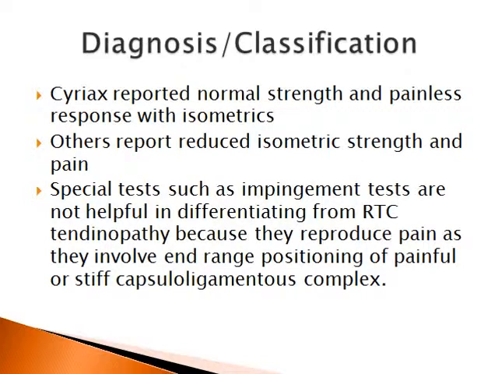Some studies have reported normal strength and a painless response with isometric strength testing, but other studies report reduced isometric strength and pain, so there are inconsistencies there. Special tests like impingement tests aren't very helpful in differentiating between rotator cuff tendinopathy and adhesive capsulitis, because in either situation they're going to provoke pain.